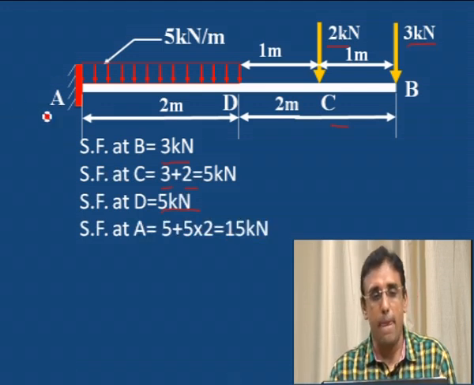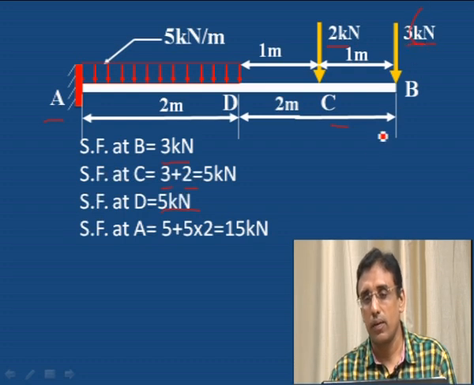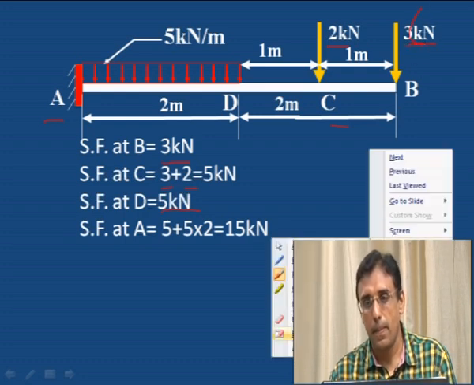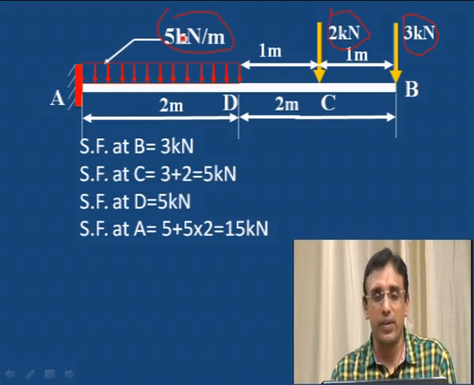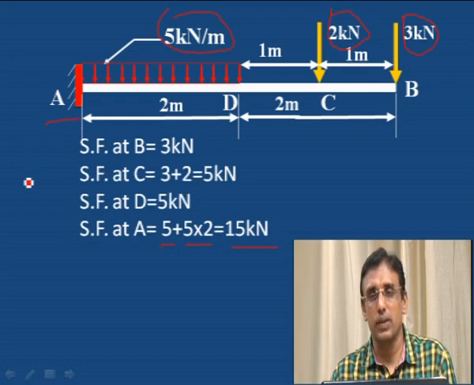Shear force at A. At A, 3 kilonewton, plus 2 kilonewton, 5 kilonewton, plus this one. We should not add 5 kilonewton per meter. We have to add 5 into 2, which is 10 kilonewton, plus 2 plus 3. That is 5 plus 5 into 2. 15 kilonewton is the total shear force at A. Maximum shear force at A.